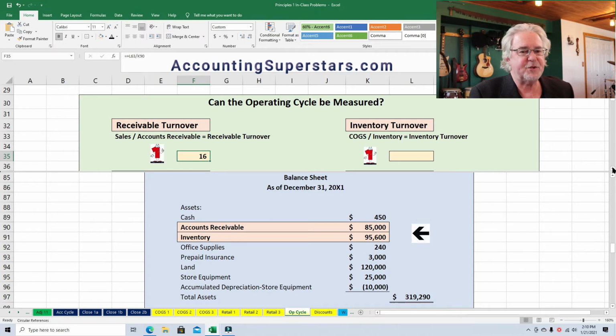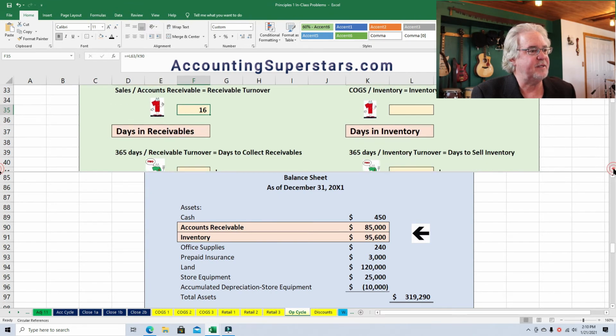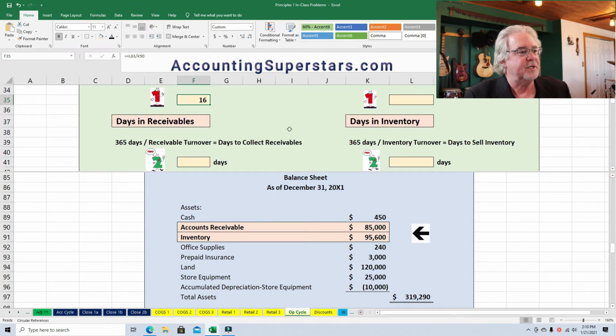All right, so let's drop down to the days in receivables. So here we are. Here's step number 2. All we're going to do is ask ourselves, how many days are there in a year? And there's 365 days in a year. And what we'll do is take 365 and divide it by that receivables turnover, which is 16. So 365 divided by 16.